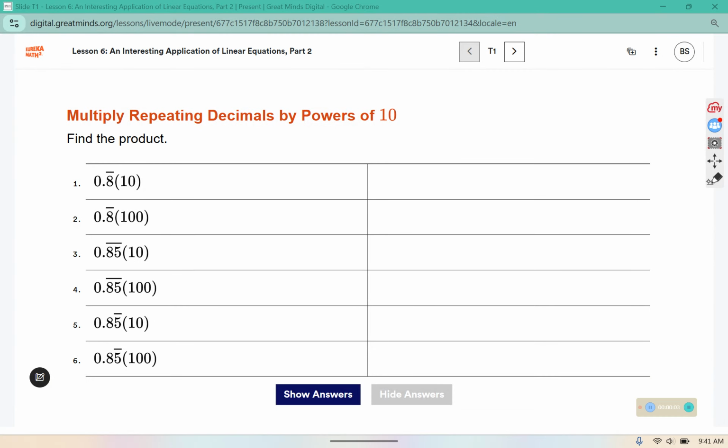Find the product. Remember that multiplying by powers of 10 moves the decimal to the right. So when we multiply by 100, it's going to move the decimal 2 spots to the right. So this would be 85, but the 5s keep repeating. So it will say 85.5 repeating.